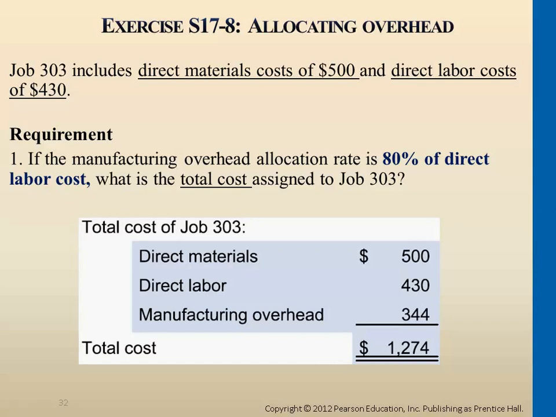when you read the problem, understand what is the allocation base. Here the base is direct labor cost. Once you know this allocation base, this is the actual cost incurred for this job. You multiply by the predetermined rate. So this is a simpler problem since it just directly gives you this rate. And remember, this rate comes from estimating the total manufacturing overhead cost divided by estimated direct labor costs.